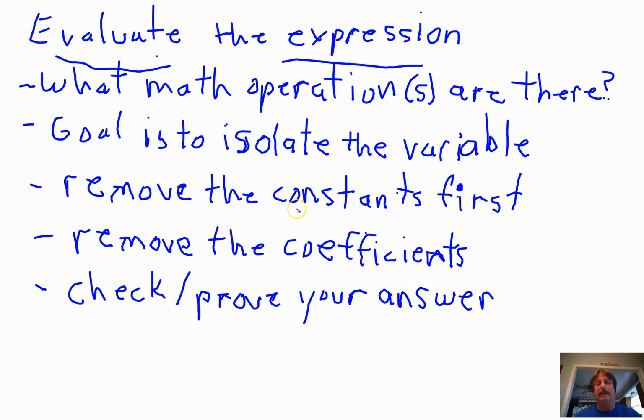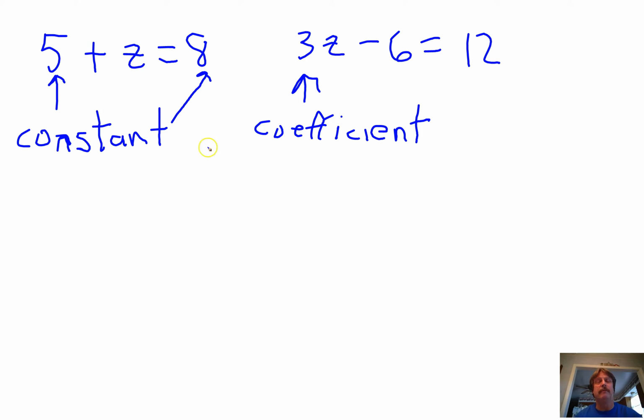What we have to do is remove the constants first. I'm going to show you how we're going to do that. The second thing is we have to remove the coefficients if they're around the variables. And then the last thing we need to do is check or prove your answer by putting what you got back into the original equation to see if you get the answer.